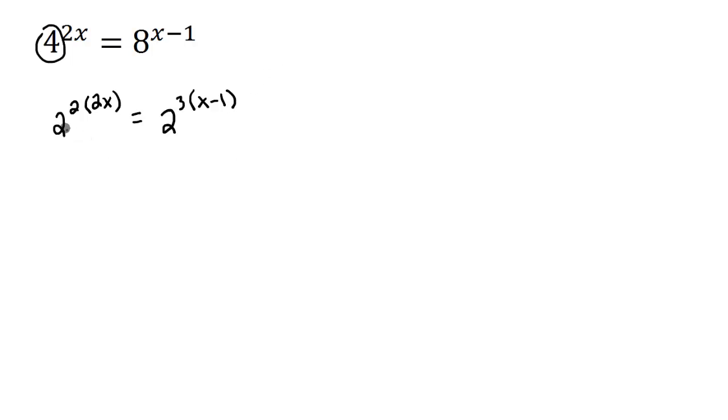So now, because we have bases that are both the same, we could almost cancel those out, and we could just set the exponents equal to each other. So we have 2 times 2x, which will be 4x, and then 3 times x will be 3x. 3 times negative 1 will be a negative 3, and then just solve that. If I subtract out this 3x from both sides, I'm left with x equals negative 3, and that would be our final answer right there.